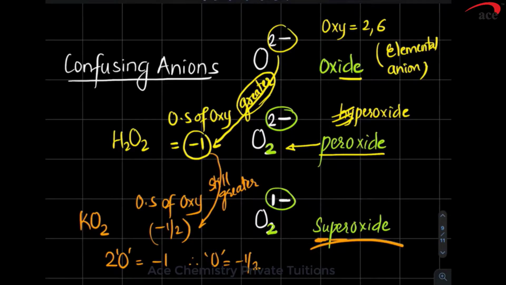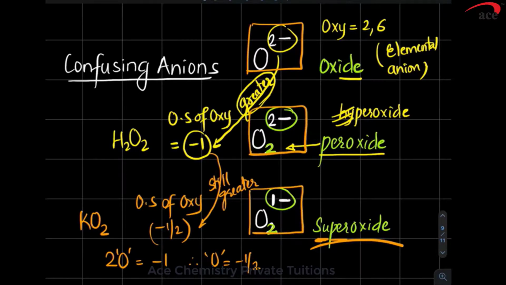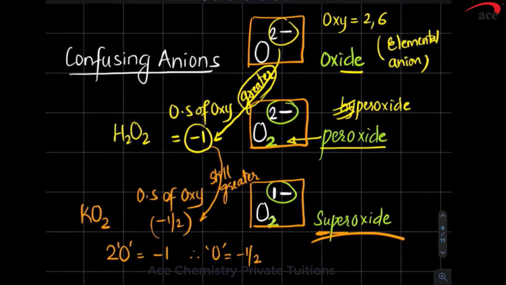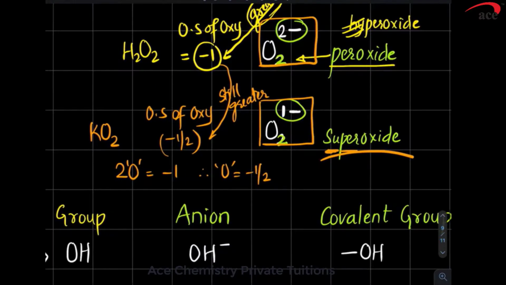So as a student, this confusing anion, you have to write and remember. O2 minus is called oxide. 2 oxygen with 2 minus is called peroxide. 2 oxygen with 1 minus is called superoxide. So go ahead, pause this video, try practicing this in your notebook and try to remember it. It's important.